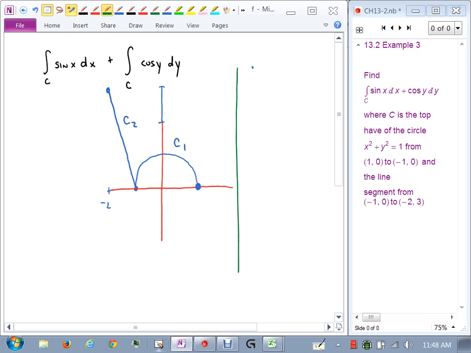Tell me about C1. x is what? Cosine t. y is sine t. And t is between 0 and pi, right? We did that earlier, didn't we? So that's nothing new. That was the first thing we did. How about C2?